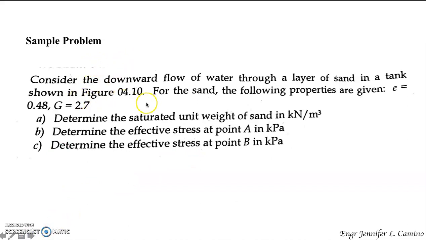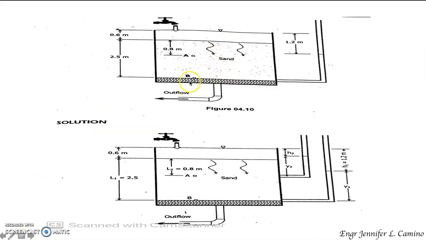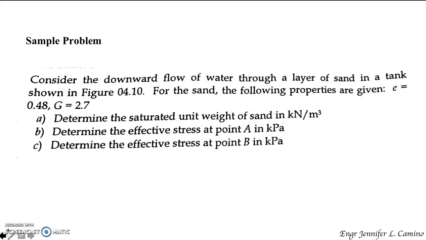We are going to consider the downward flow of water through a layer of sand in the tank shown in this figure. So this is the figure for our problem. For the sand, the following properties are given: e is 0.48, Gs is 2.7. We are going to determine the saturated unit weight of sand in kilonewton per cubic meter. Determine the effective stress at point A in kilopascal. Determine the effective stress at point B in kilopascal.